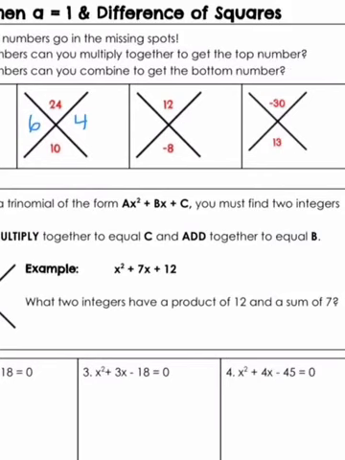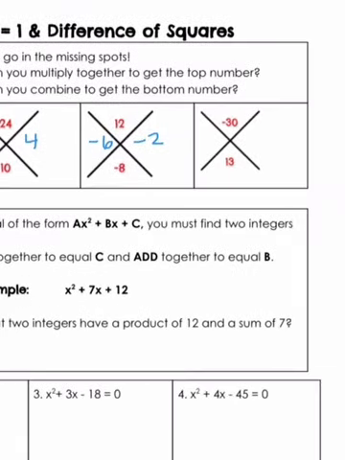What two numbers can multiply to 12 and add to be negative 8? Those two numbers are going to be negative 6 and negative 2. Two negatives multiply to be a positive, and when you add negative 6 to negative 2, it makes negative 8.